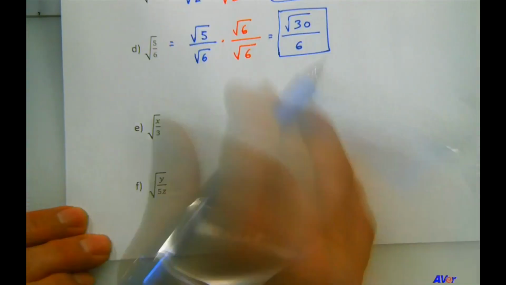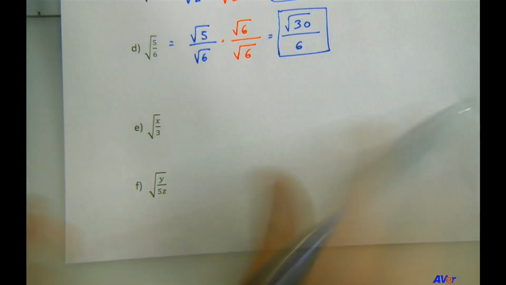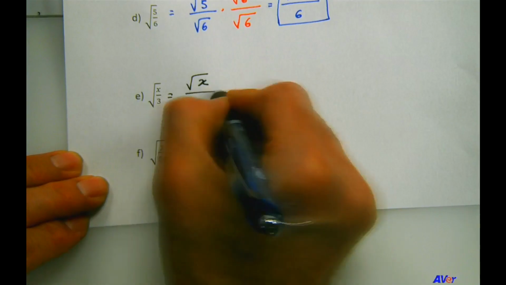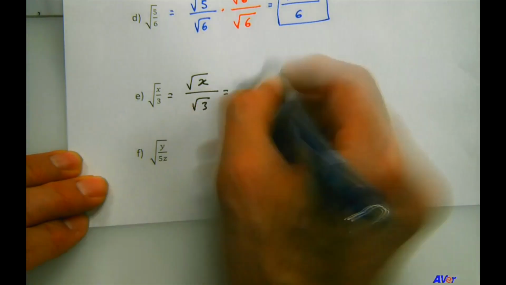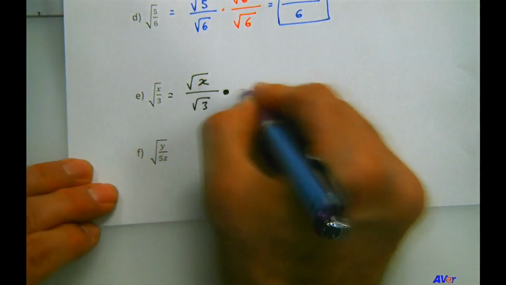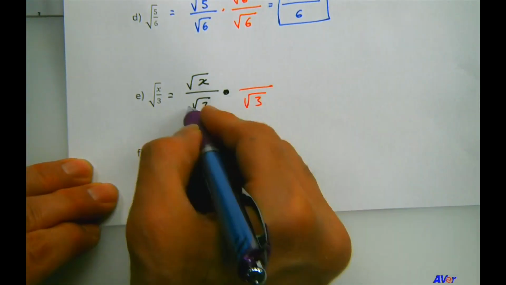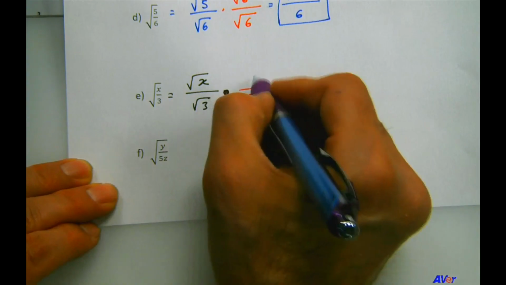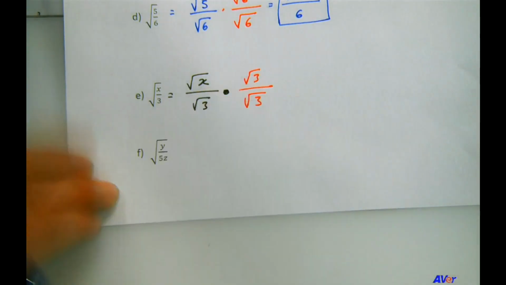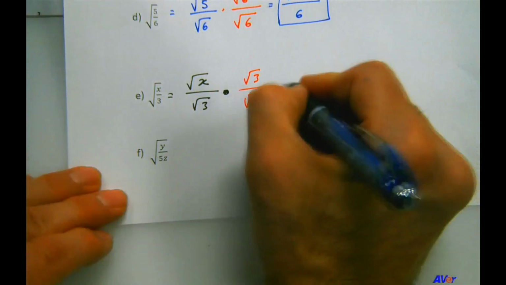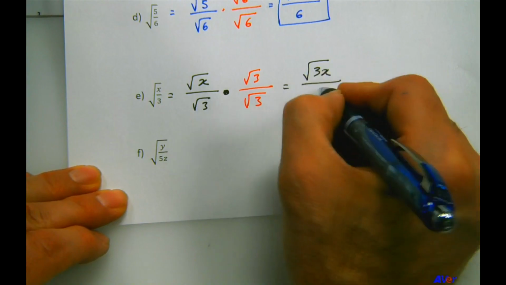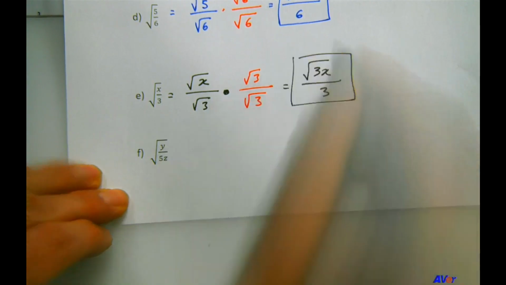Okay. How about this one? So let's break it up into square root of x over square root of 3. And then we have to multiply the denominator by square root of 3 to rationalize it. But we cannot do this without also doing the same thing to the numerator. So we end up with square root of 3x over 3. Like that.